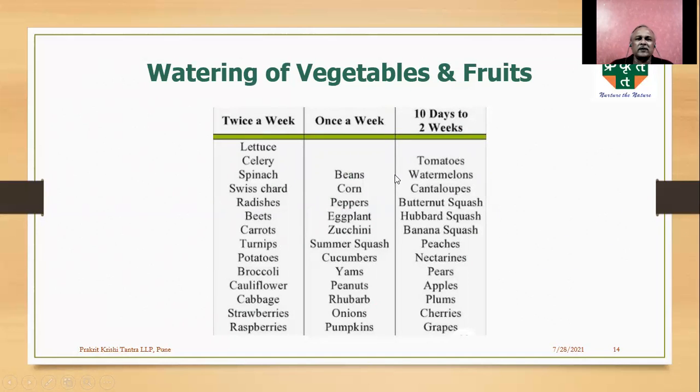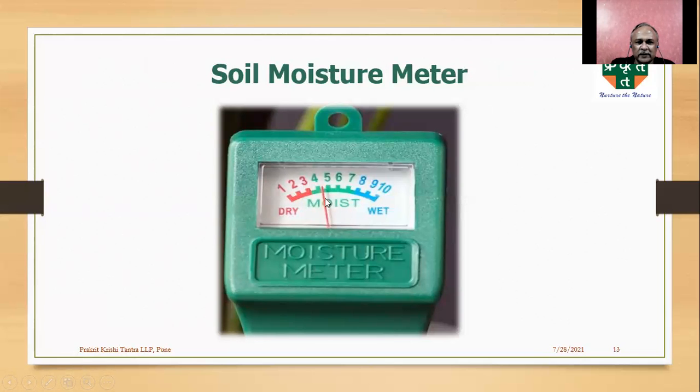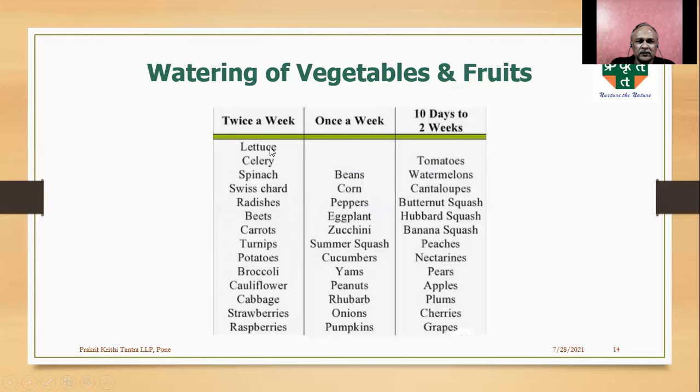What should be the frequency of watering? Here, if you see, there are three columns, and twice a week watering is required. This is an average suggestion, but you must have this instrument, and keep checking at certain intervals before watering. Here, these are the crops in which watering is twice a week, that is a 3-4 day interval, or a 2 day gap. If you have watered today, then after a 2 day gap, on the third day you check, and if required, you can water.